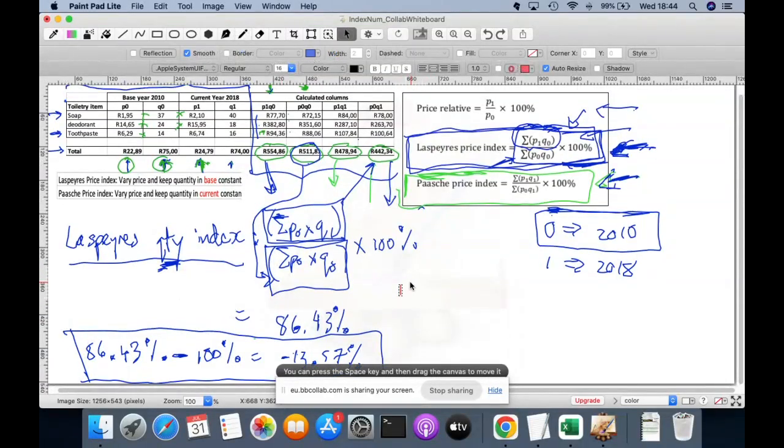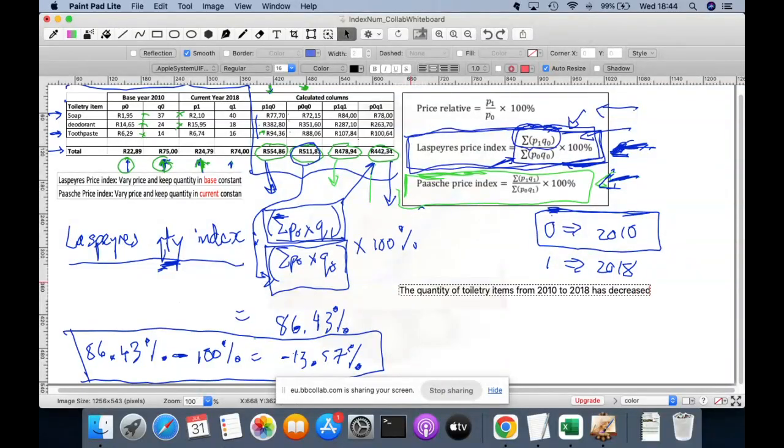Remember, we've worked out the quantity index. So we're going to say how the quantity has changed from the base period to the current period. The quantity of toiletry items from the base period, which is 2010, to 2018 has decreased, because we've got a relative value. And how much has it decreased by? That's 13.57%.